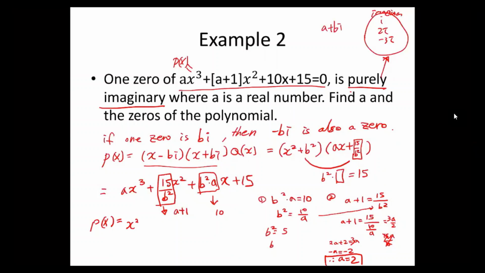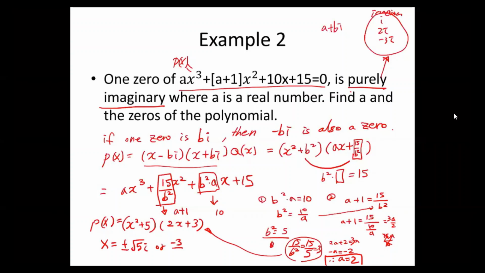So what you're going to do, write down your x squared plus 5 because b squared is 5 right here, and then a is 2. So 2x plus 15 over b squared. 15 over 5 is 3 right here, right? So 3 is your answer right there. Okay, so your answers, x is going to be either plus or minus square root of 5 i, or minus 3 over 2. Okay, so you also found all the zeros.